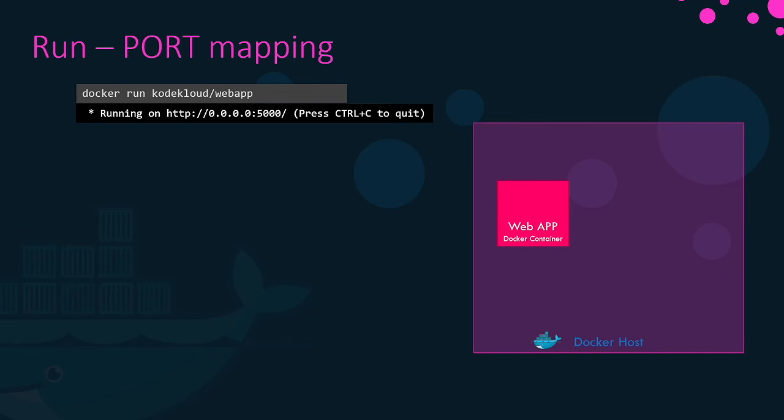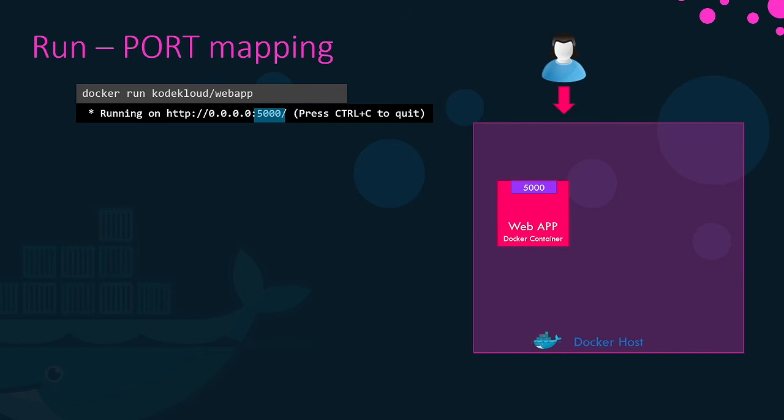But how does a user access my application? As you can see, my application is listening on port 5000. So I could access my application by using port 5000. But what IP do I use to access it from a web browser? There are two options available.